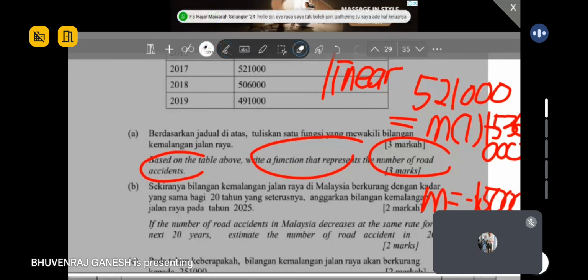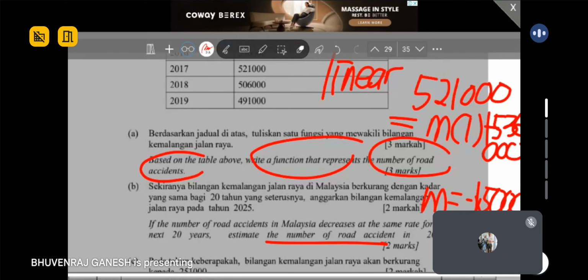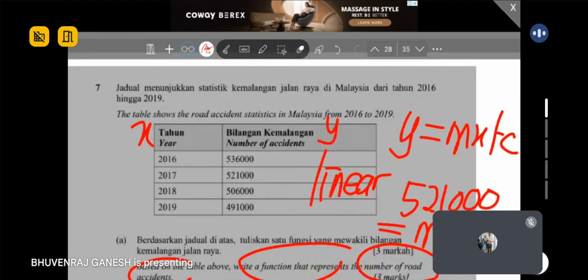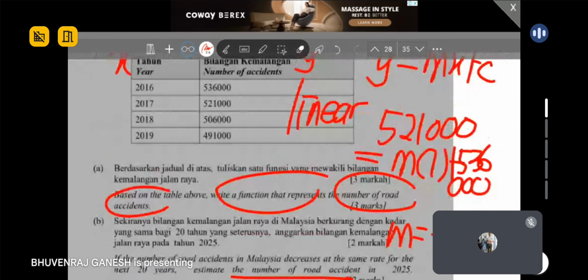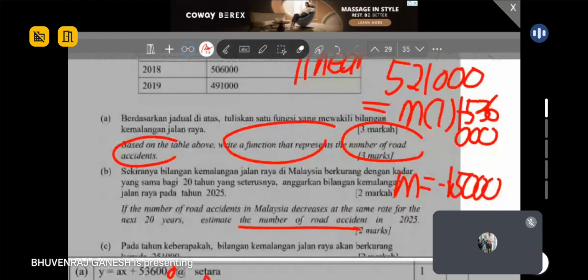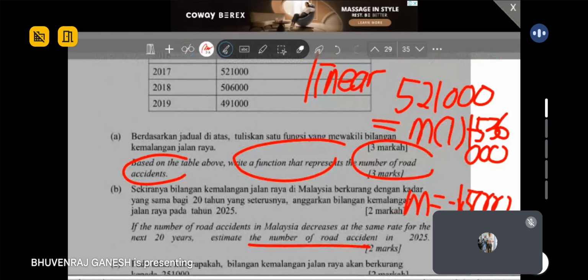Okay, soalan B guys. May I know? They ask you to find the number of road accident. Okay, cari bilangan kemalangan. Okay, so means that kamu kena cari nilai Y. Betul? You must find your Y value. Okay, so 2025. 20 tahun.